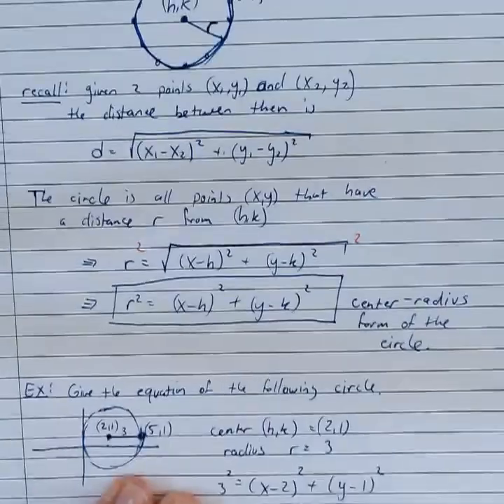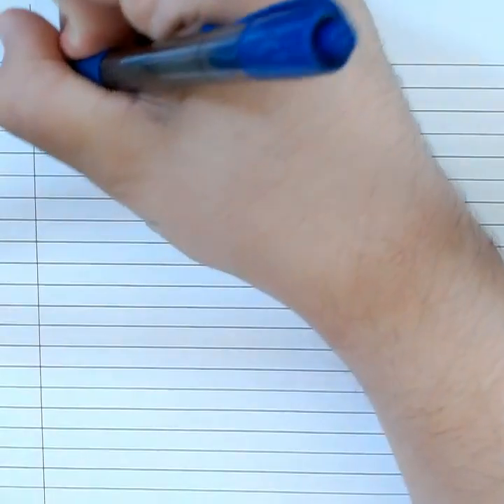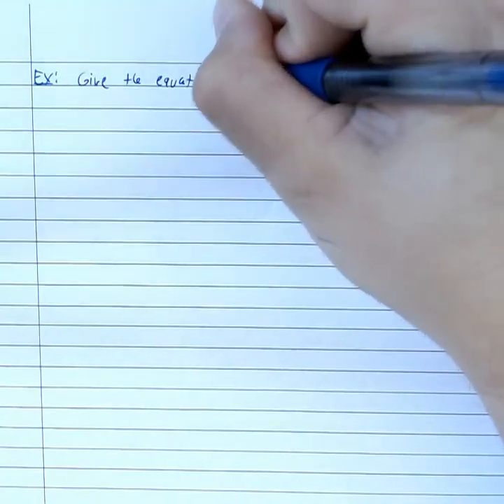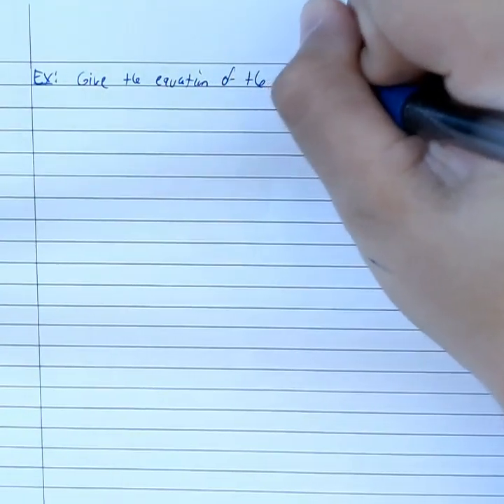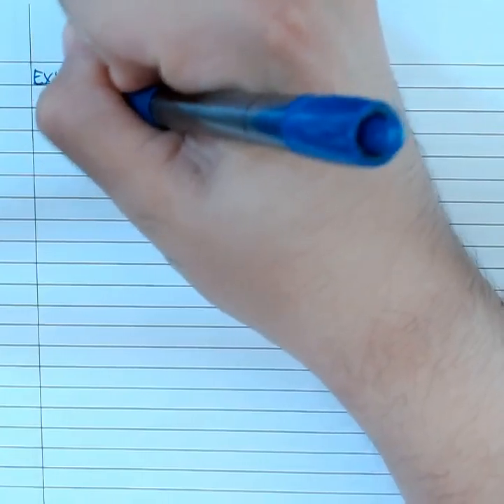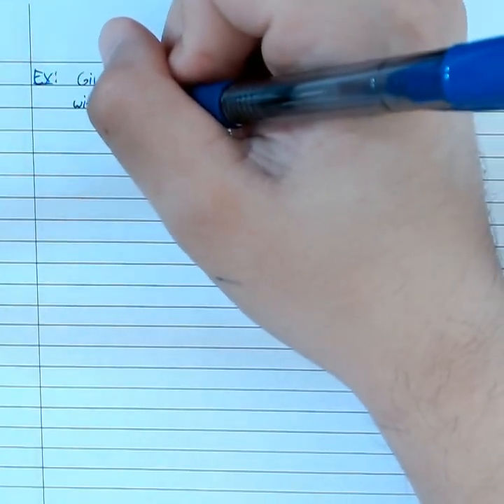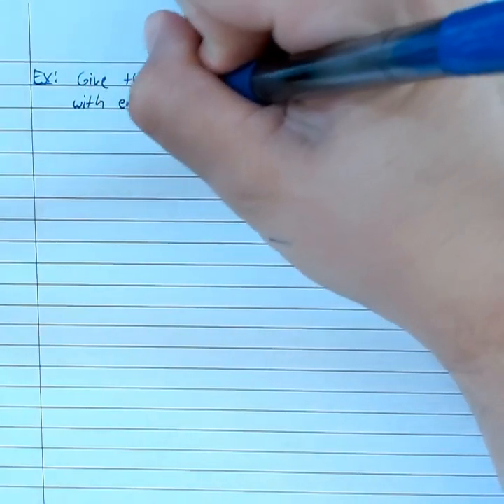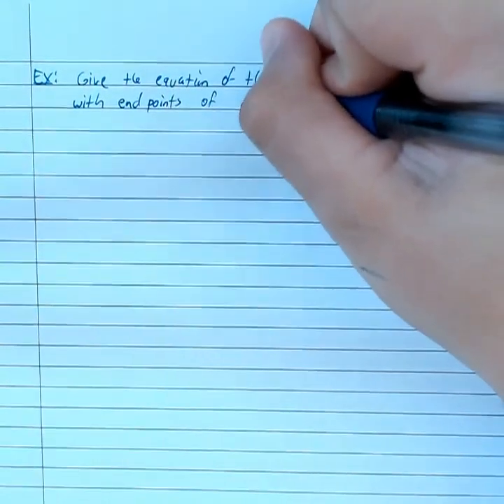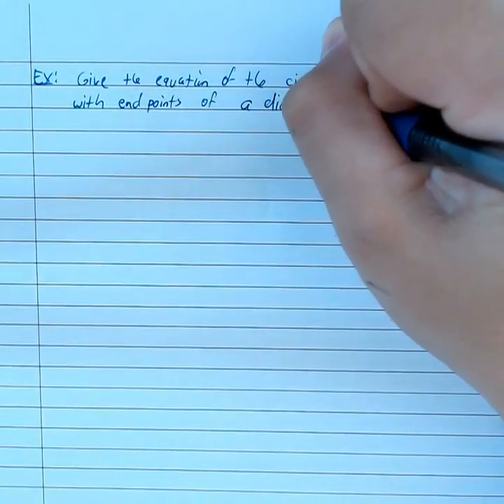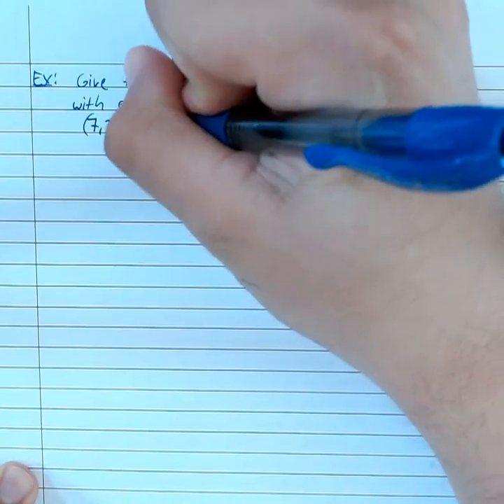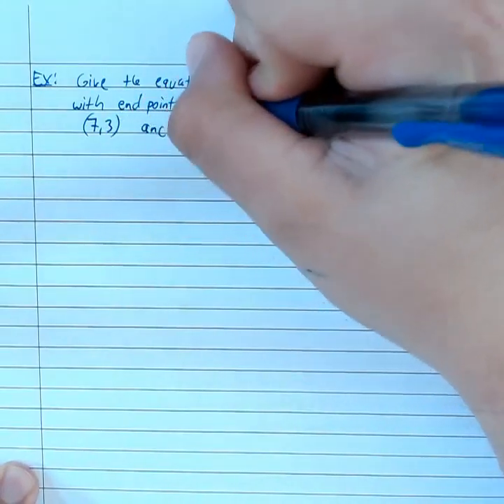We can do one that's slightly more complicated. Same kind of problem. Give the equation of the circle with endpoints of a diameter (7, 3) and (5, -1).